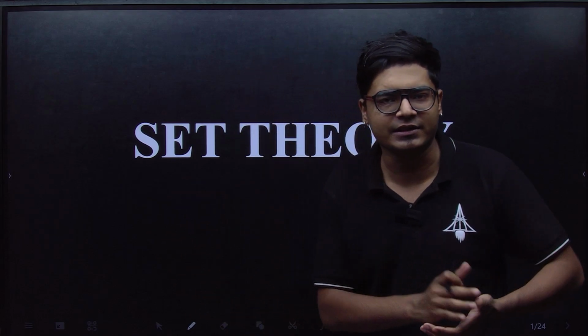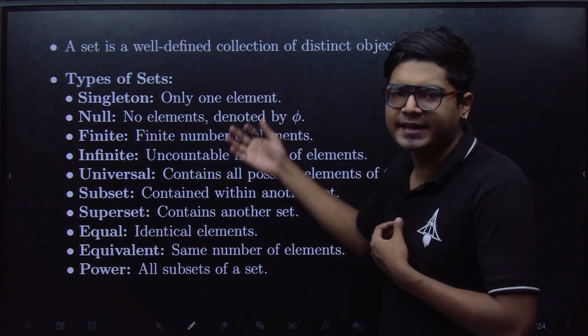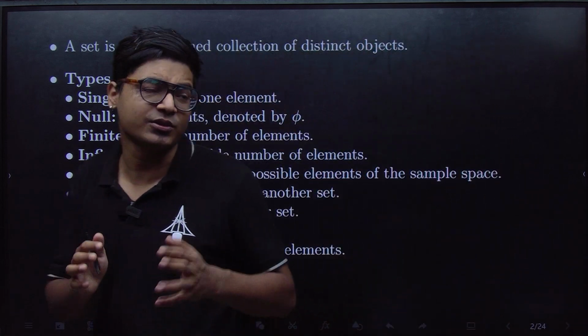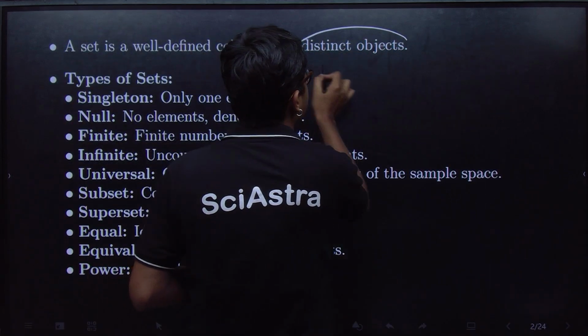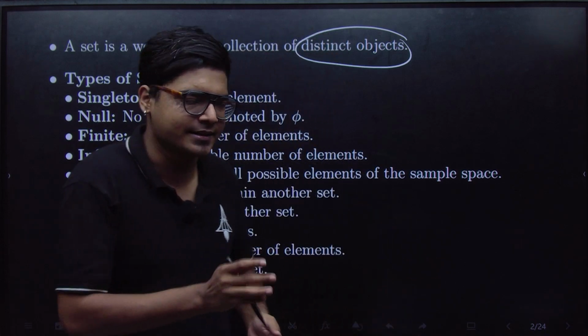So the first chapter will start off with set theory. Now, first thing you need to know is what exactly is a set. So a set is basically a well-defined collection of disjoint objects. So the thing you need to remember is that you have disjoint objects in a set, which means you cannot have repeated elements inside a particular set, okay?